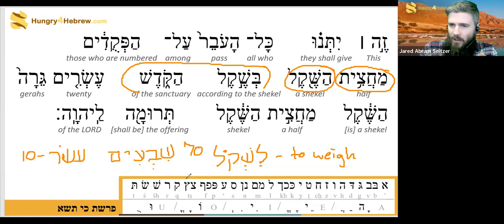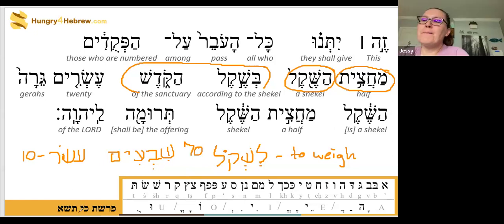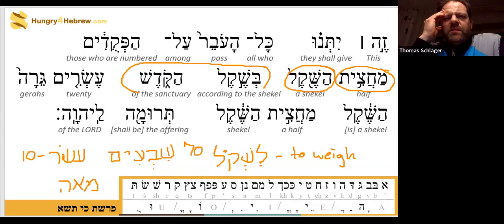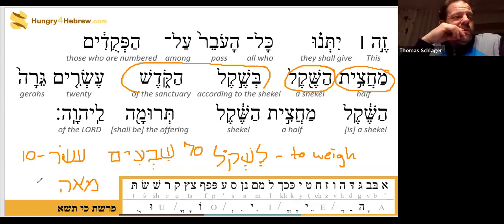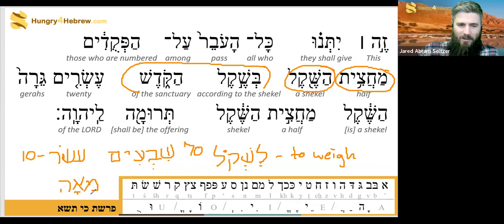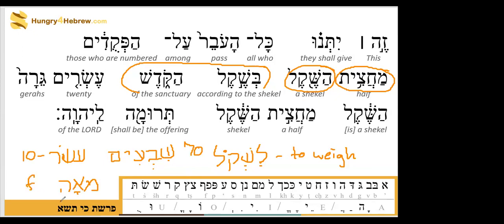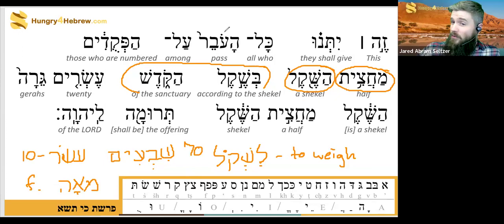Shloshim, arba'im, chamishim, shishim, shiv'im, shmonim, tish'im. What's the number for 100? Me'ah. Good. Is me'ah masculine or feminine? With an ah on the end, I would say feminine. Yeah, exactly. Feminine. What's the number for 1,000?